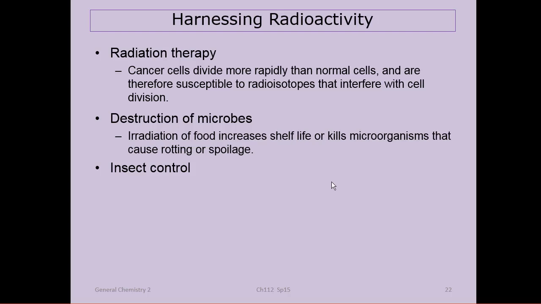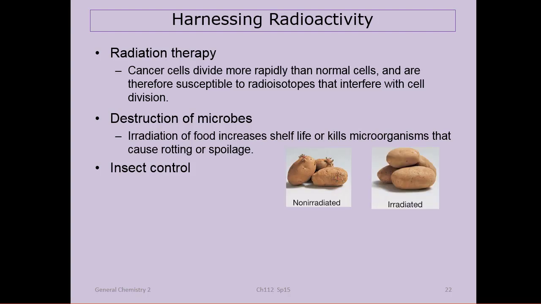We found that if you irradiate food, it will often increase the shelf life. Here's a non-irradiated set of potatoes, and for comparison, here's an irradiated set of potatoes after the exact same time. And it can also kill microorganisms that might cause rotting or spoilage, and obviously can kill small insects.